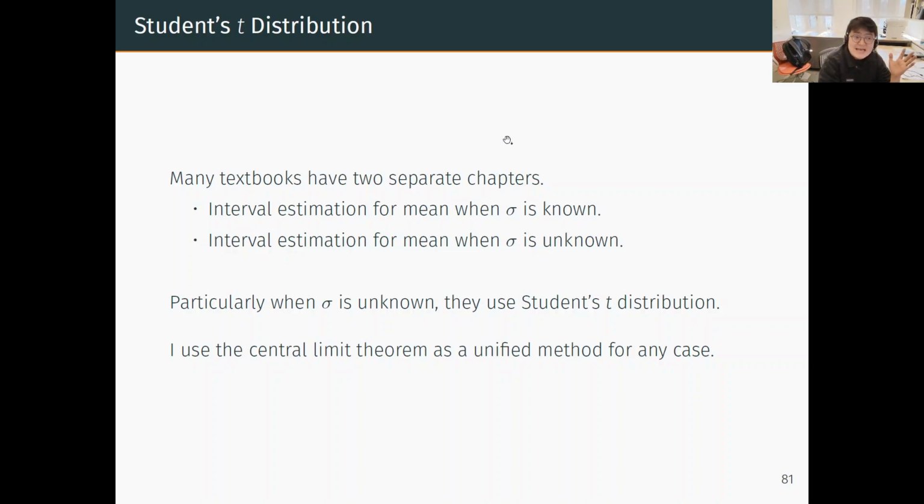I just finished the estimation chapter, but if you have taken another statistics course or if you are reading a textbook, you may wonder why my estimation chapter is different from those textbooks. Usually, a textbook has two separate chapters where they also consider estimation for the mean, right? I consider the mean, but they divide two cases: when the standard deviation is known and when it is unknown.